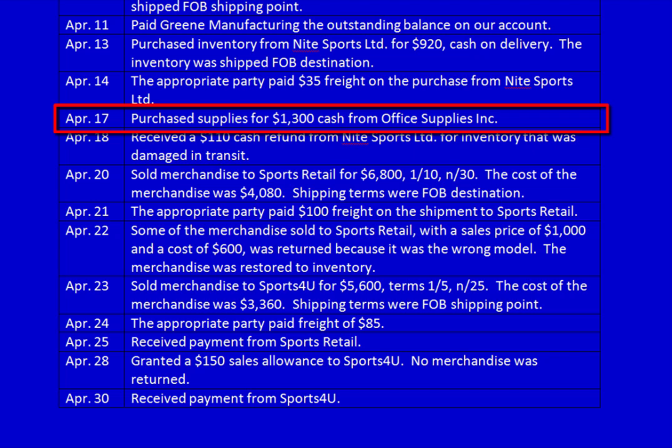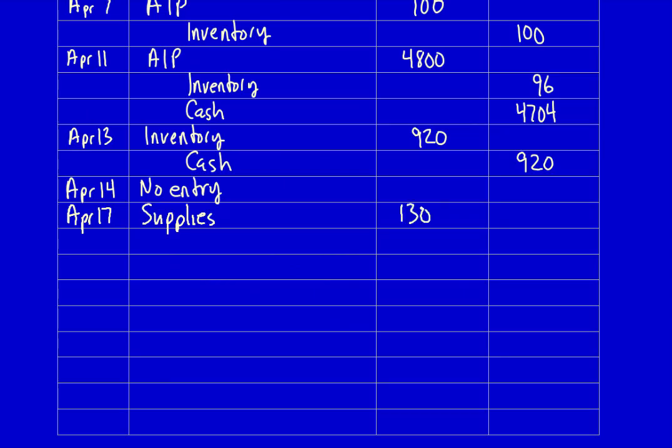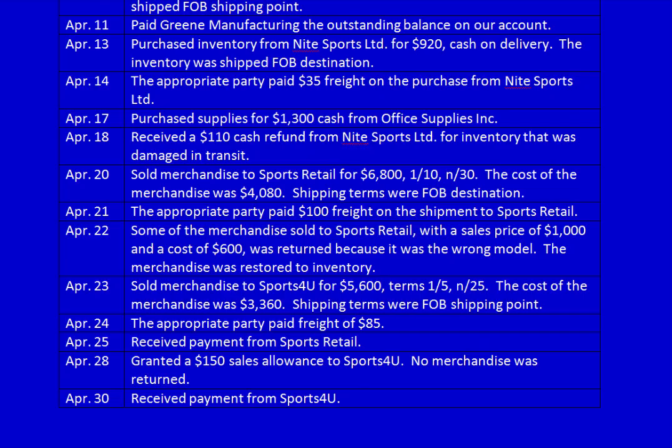What did we get? Supplies. What did we give away? Cash. The asset account supplies increases by $1,300 and cash decreases by the same amount. No update to the T account for inventory.